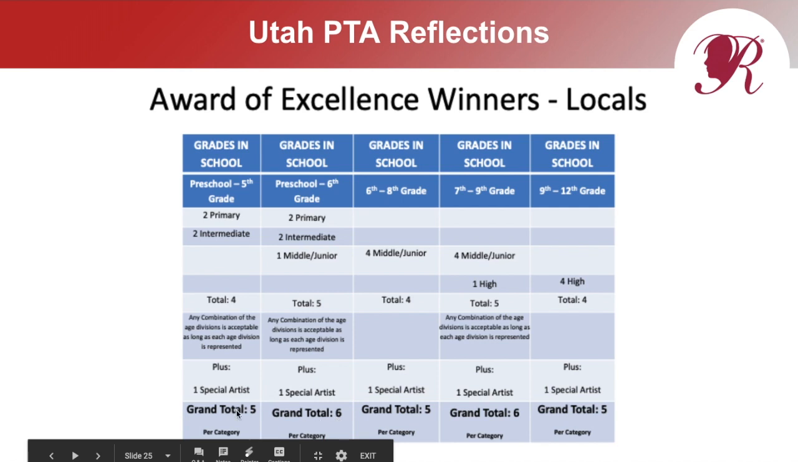Did I say 42 on this one? I think I did. 35. 7 times 5 is 35. 7 times 6 is 42.